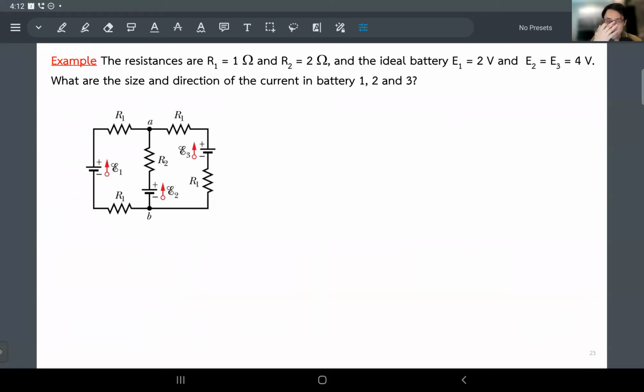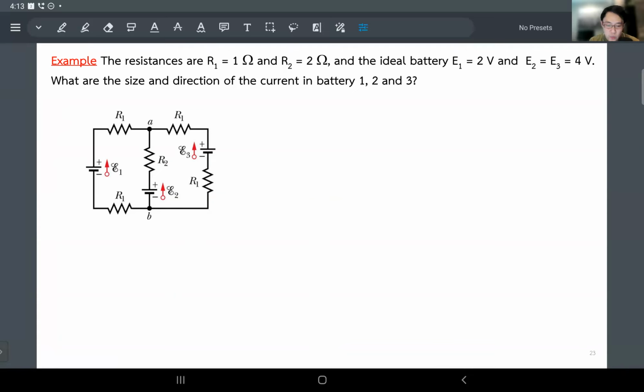Once again, you recognize that this is a kind of circuit that cannot be simplified any further. You cannot find any equivalent resistance in this circuit. This is pretty much the simplest it's going to get, so simply applying Ohm's law is not enough. So we are going to try using Kirchhoff's rules.